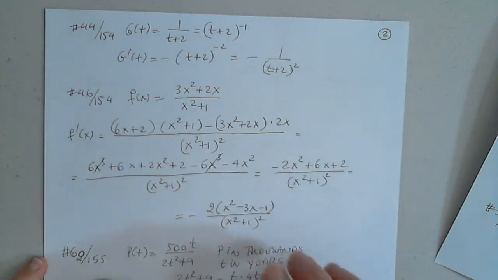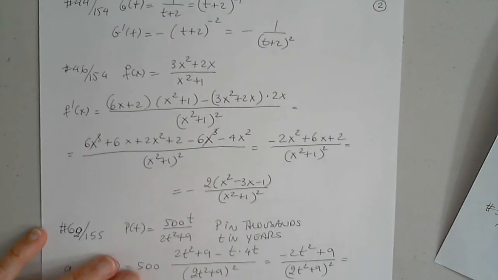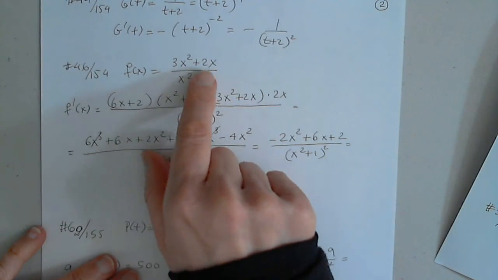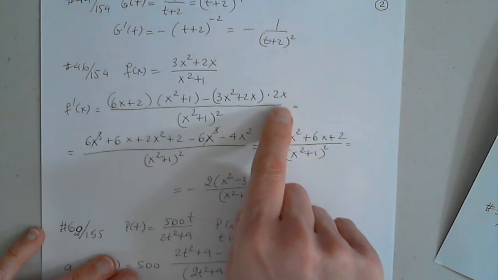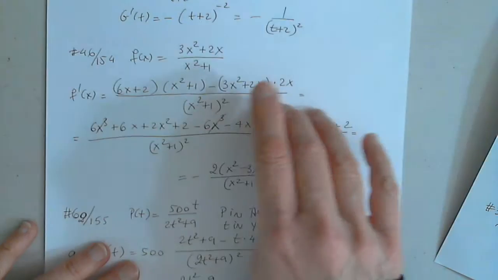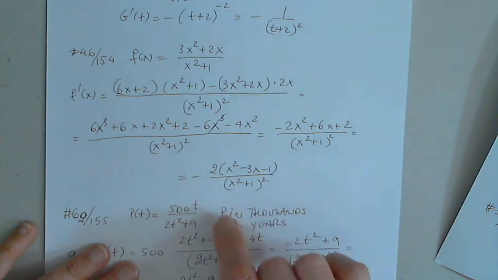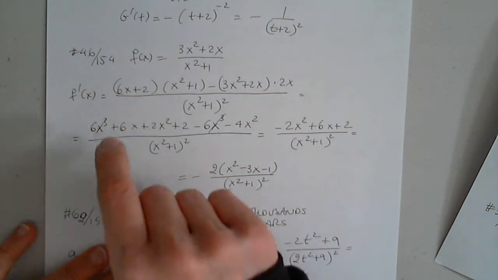Here I cannot do that trick. Why? Because the numerator has the variable. So the top prime is 6x plus 2 times the denominator minus the top times the denominator prime, which is 2x. I cannot leave it like this. I have to distribute, combine like terms, and get into a simplified form.